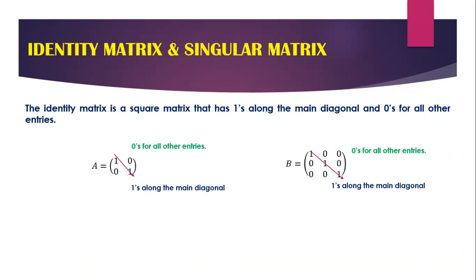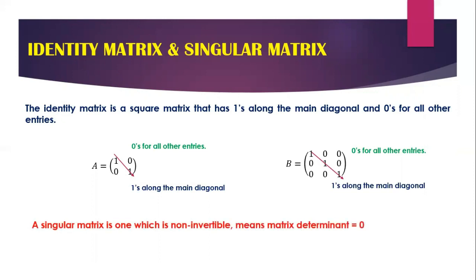Is it clear to you about the identity matrix? Good. Now we go to the singular matrix. A singular matrix is one which is non-invertible, meaning the matrix determinant is 0.